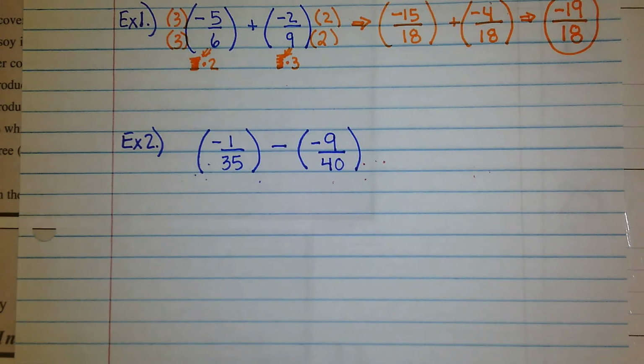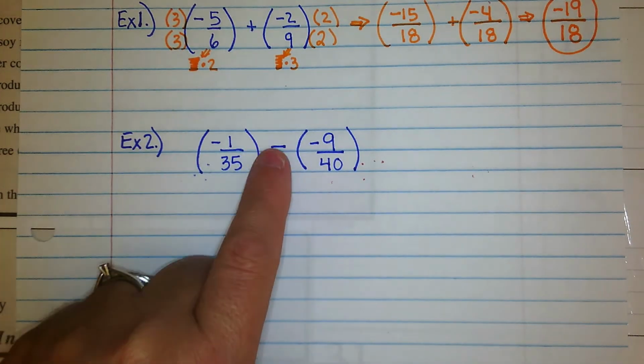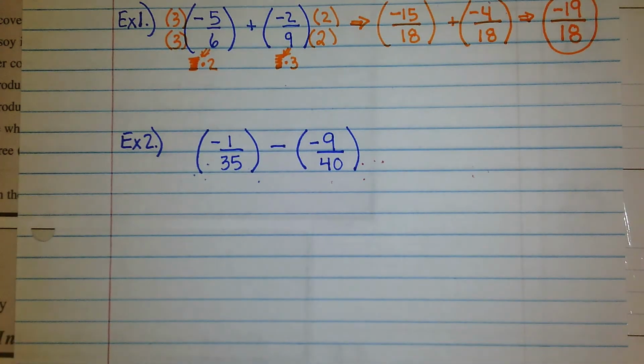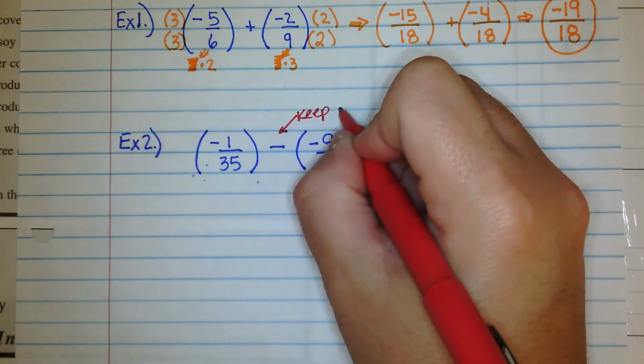What's interesting about this one, and remember, we always start with what operation are we dealing with. And in this problem, we are looking at a minus sign. This is a subtraction. And subtraction tells us that we need to keep change. You always keep change for subtraction.